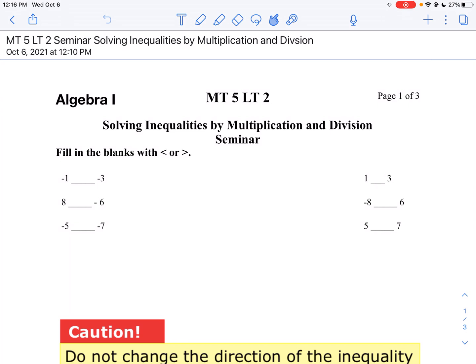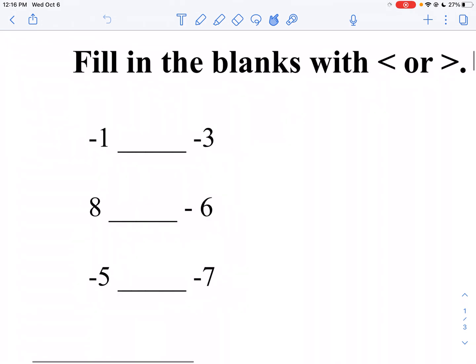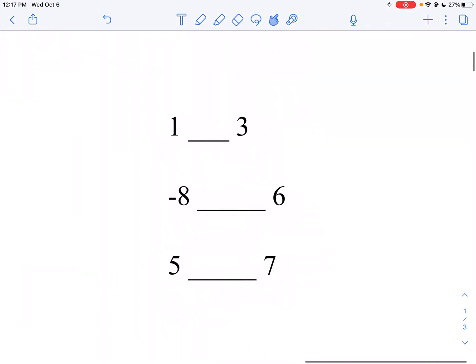Okay, welcome back. I'm going to blow this up a little bit so we can take a look here. -1 is to the right of -3 on the number line, so -1 is greater than -3. 8 is to the right of -6 on the number line, so 8 is greater than -6. -5 is to the right of -7 on the number line, so -5 is greater than -7. And then 1 is less than 3. -8 is less than 6, and 5 is less than 7.